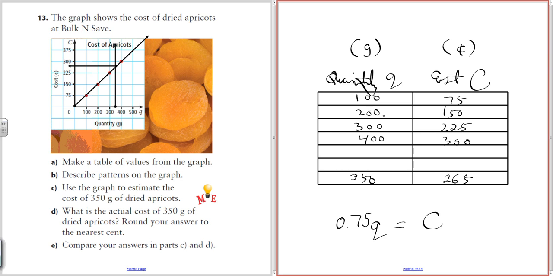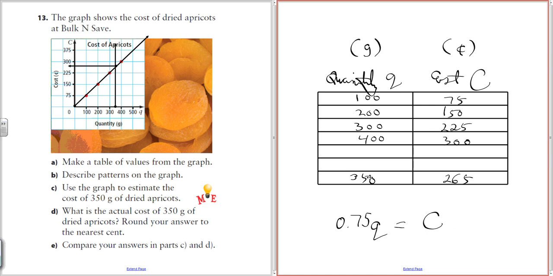When I multiply 200 by 0.75, well, 200 is really made up of 100 and a 2, so 2 times 100. So again, if I multiply this by the 100, I would get my 75, and then I'd have to multiply it by the 2, and I get the 150, and so on and so forth. So this is actually my formula for calculating the cost of the dried apricots. If I take the quantity in 100 grams and multiply it by 0.75, that will give me the cost.